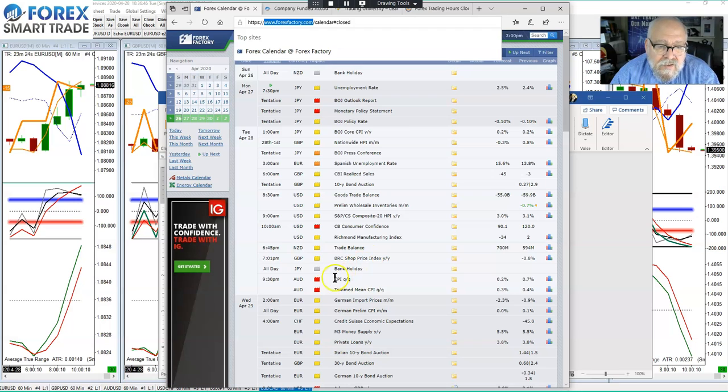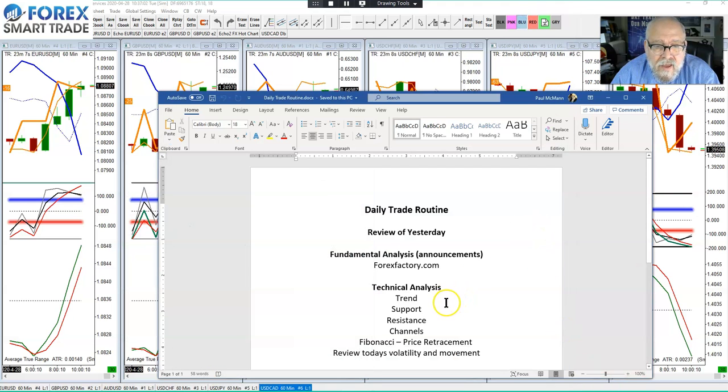And then there's a couple things for the Australian dollar tonight. We don't need to worry about that. That's so far away. All right, so we've done that.